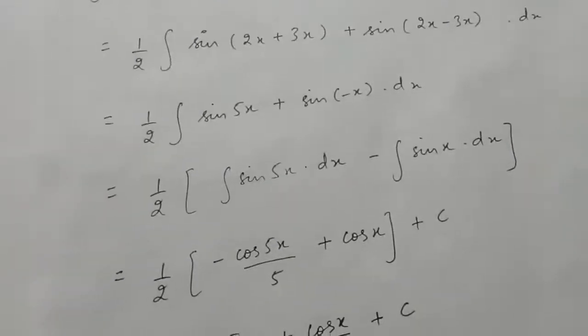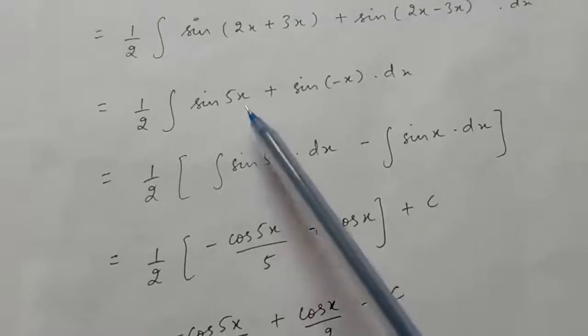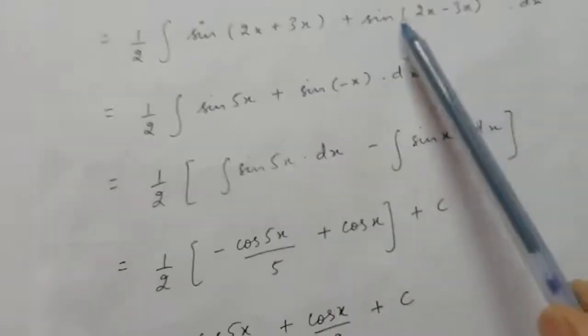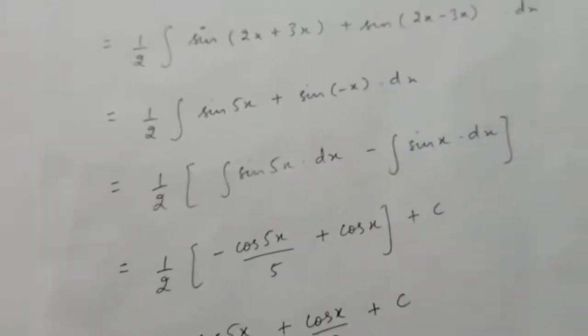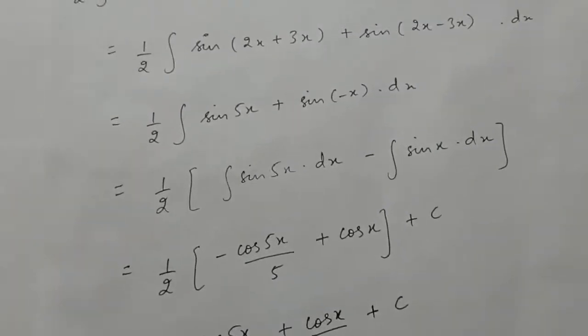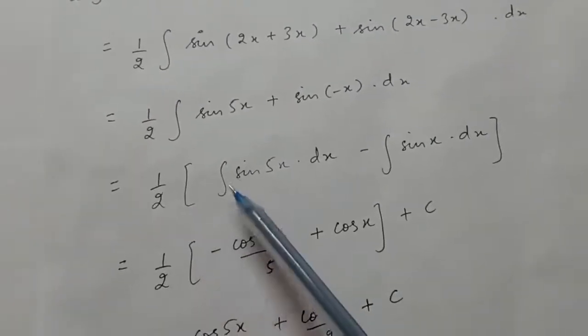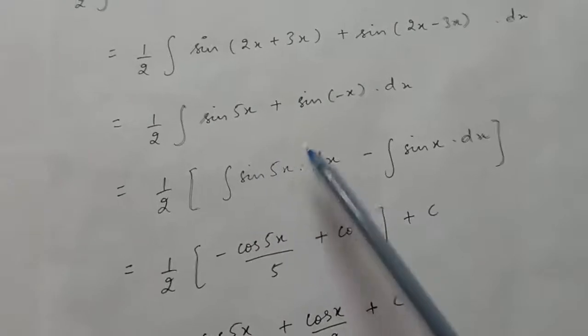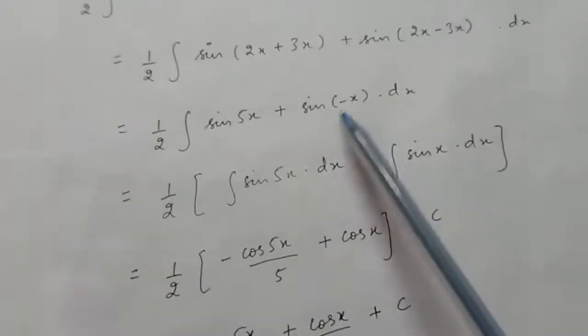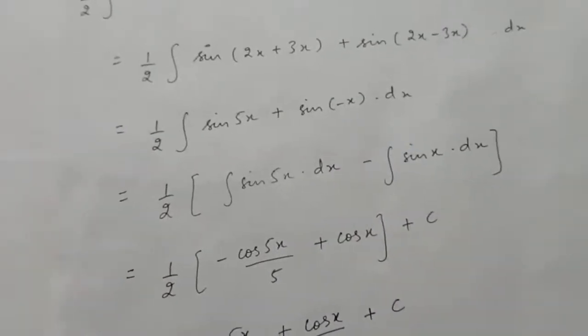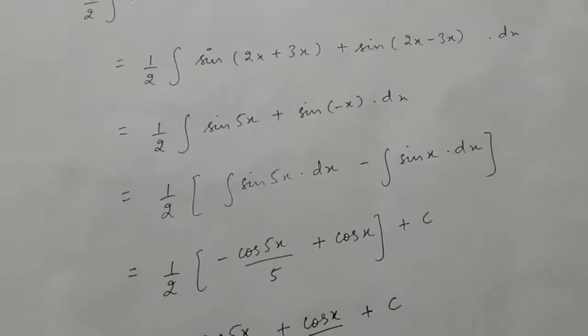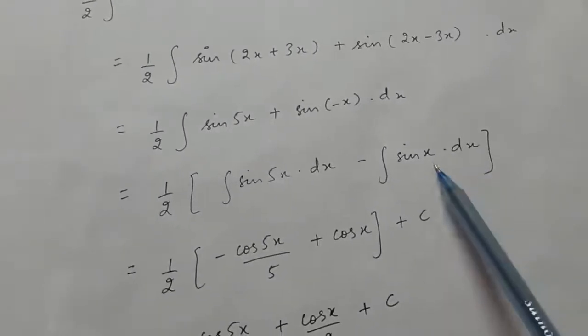Now this will become 1 by 2 integral of sin 5x plus sin minus x into dx. Now this is equal to 1 by 2 integral of sin 5x, and you know that sin of minus x is minus sin x. Therefore, minus integral of sin x.